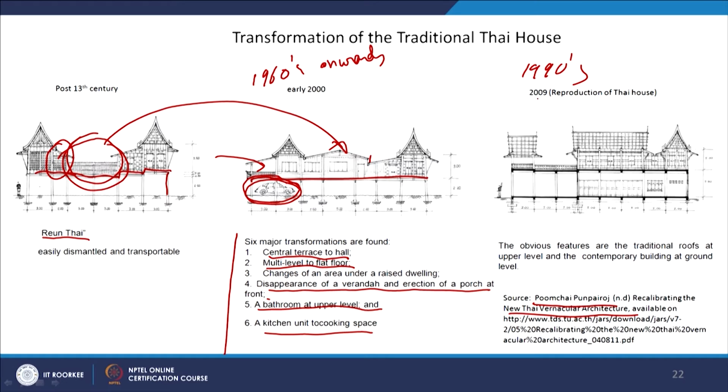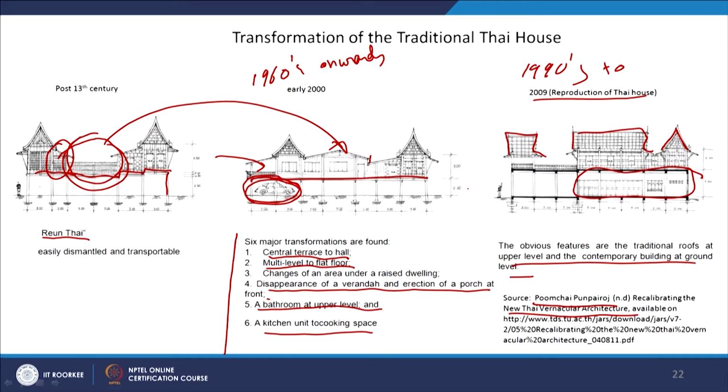And here, when we talk about the reproduction of the Thai house, which is how it is taken further in the present context, the obvious features are the traditional roofs at the upper level and the contemporary building at ground level. So basically what they did was, if you see the contemporary building at ground level, now this is a part of usable space, and the roofs still remain traditional roofs, but the material will be different for it.